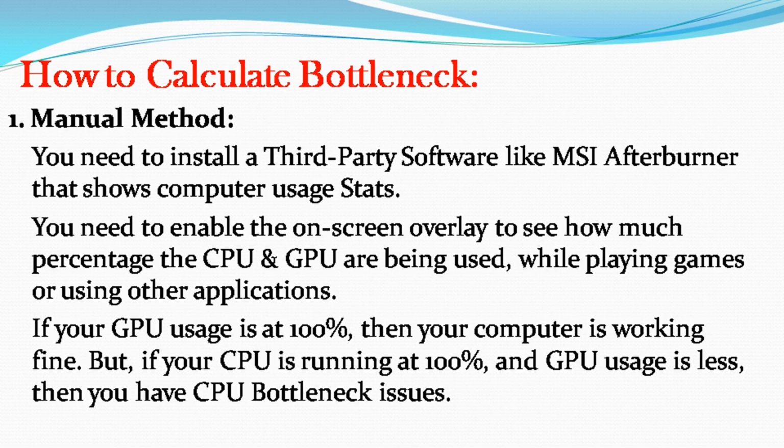How to calculate bottleneck by using manual method. You need to install a third-party software like MSI Afterburner that shows computer usage stats. You need to enable the on-screen overlay to see how much percentage the CPU and GPU are being used while playing games or using other applications. If your GPU usage is at 100%, then your computer is working fine. But, if your CPU is running at 100%, and GPU usage is less, then you have CPU bottleneck issues.